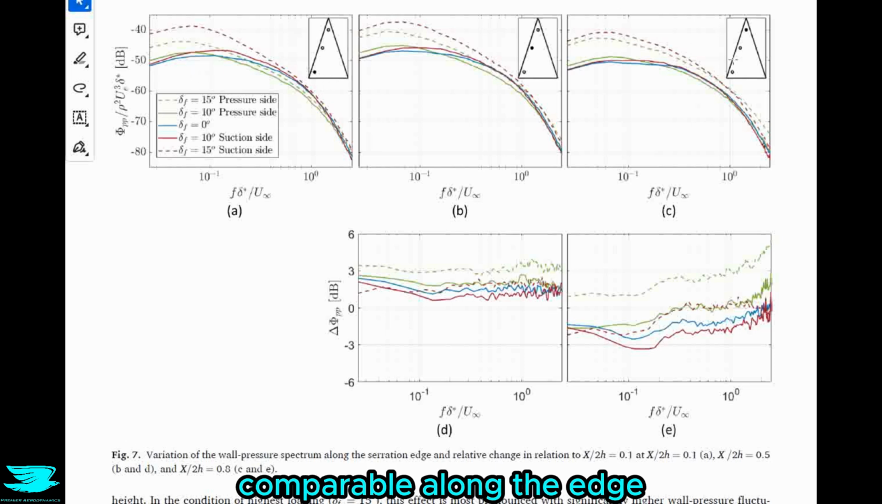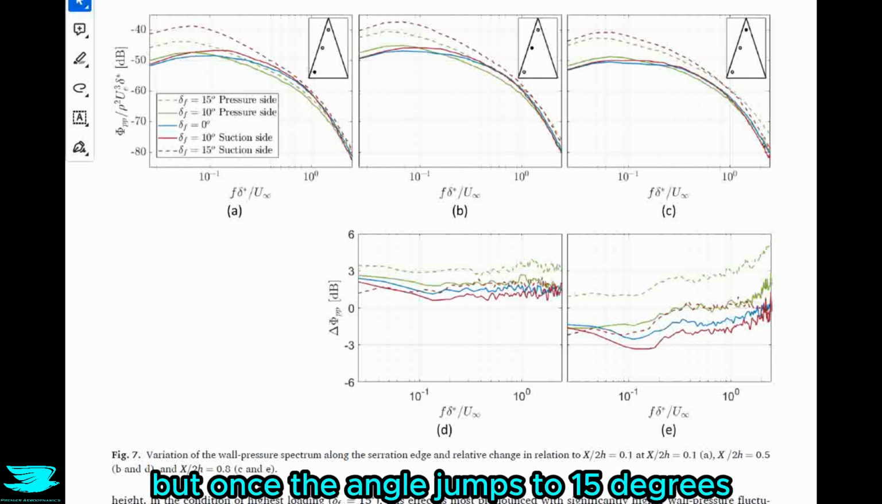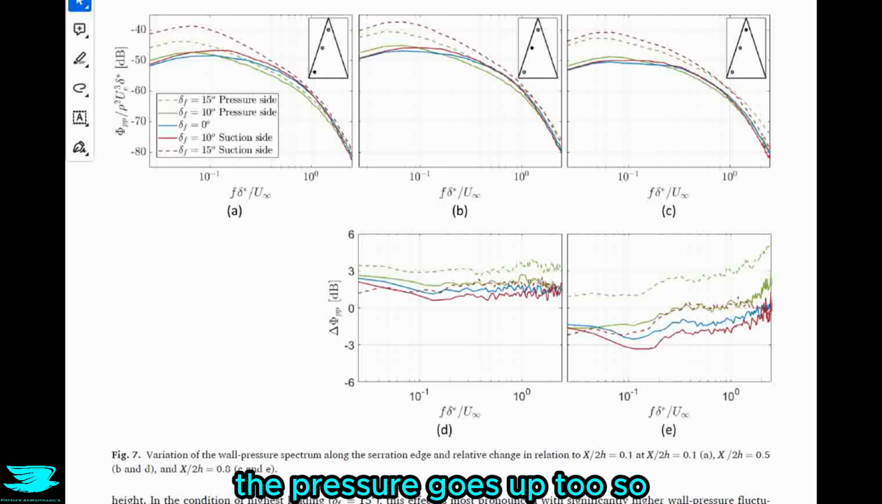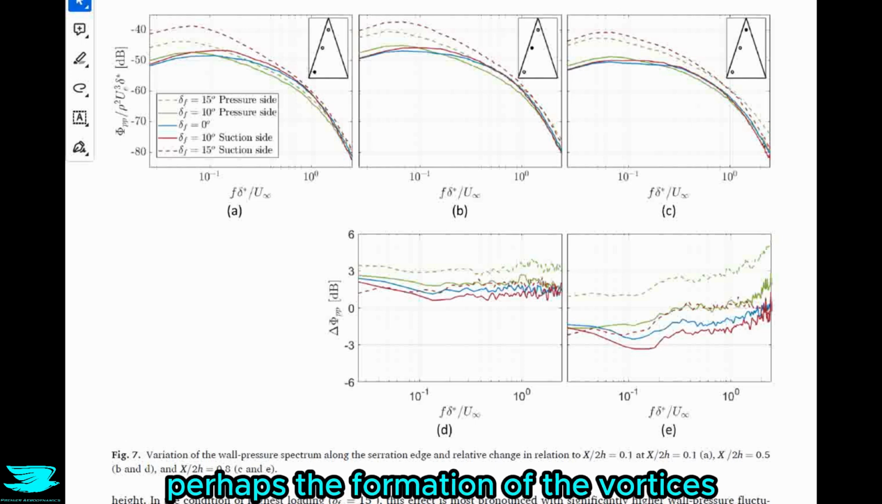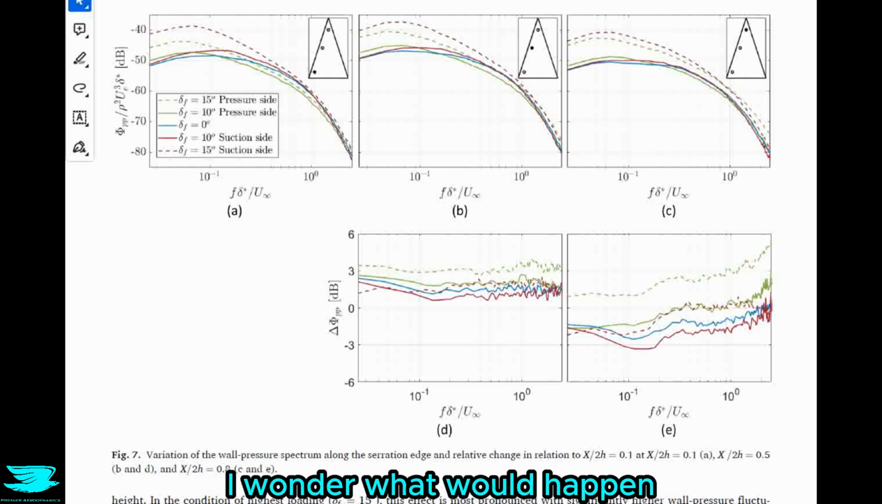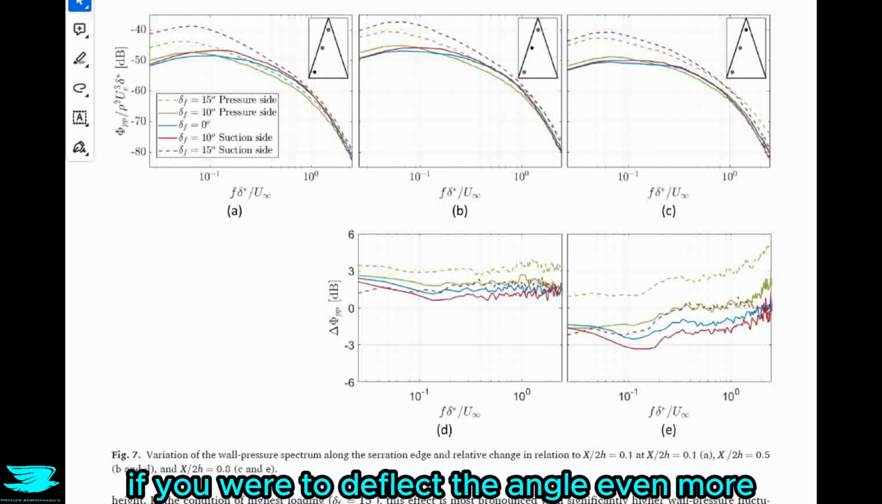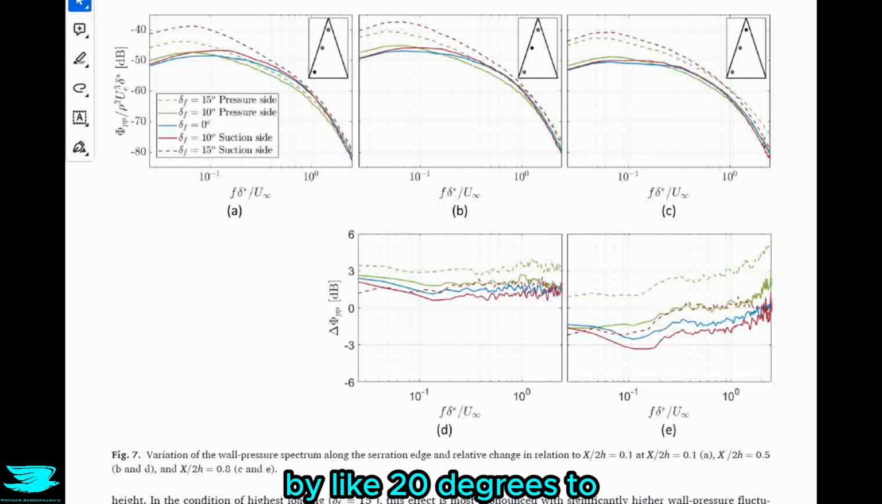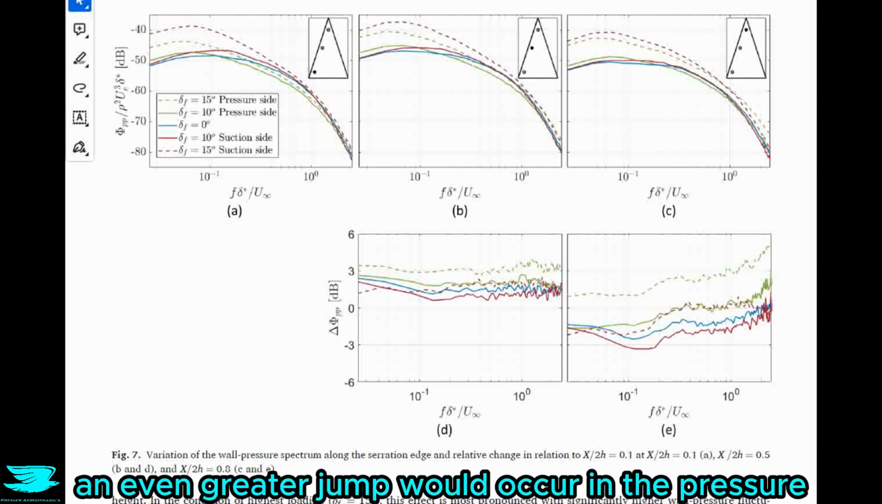Interestingly, the pressures seen on the serrated trailing edge at 0 degrees and 10 degrees are all quite comparable along the edge. But once the angle jumps to 15 degrees, the pressure goes up too. So perhaps the formation of the vortices and the general flow of the air is nonlinear. I wonder what would happen if you were to deflect the angle even more, like 20 degrees or 25 degrees. Perhaps an even greater jump would occur in the pressure.